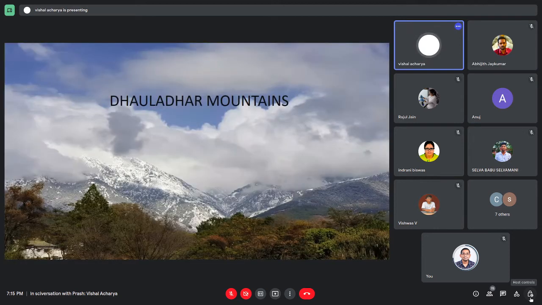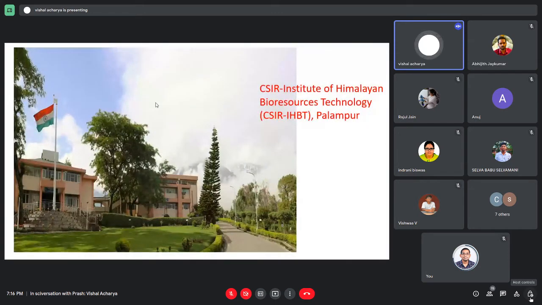After my PhD, I shifted to the Dhauladhar mountains, so that you can see here from my office space this kind of view. This is CSIR IHBT Palampur. I joined here in 2011. My work was mostly on the mandate, that means on the Himalayan bioresources, so we have to think about the bioresources available in the Himalaya.